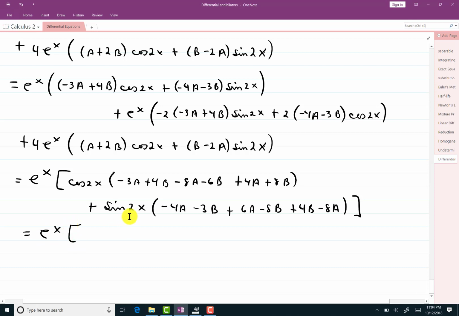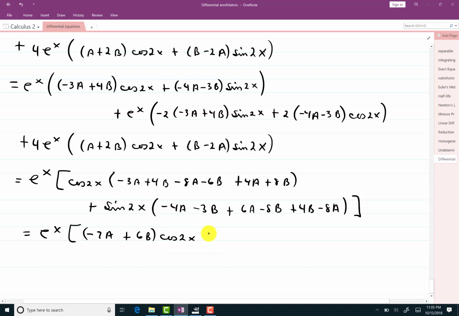All right, let me go ahead and see what all we got attached to cosine. I got negative 3a minus 8a plus 4a. So negative 3 minus 8 is negative 11, plus 4 is negative 7a. Then my b's, I have 4 minus 6 is negative 2, plus 8 is plus 6b. That's attached to cosine of 2x.